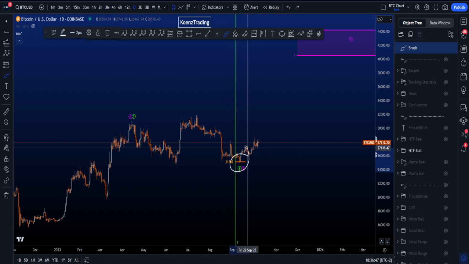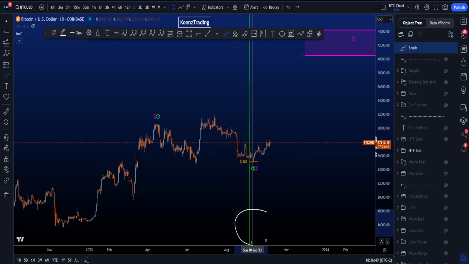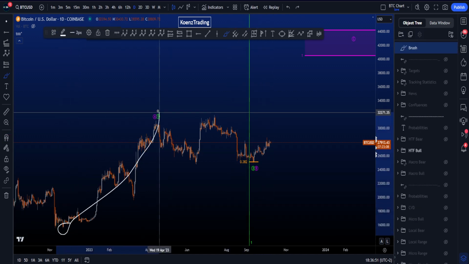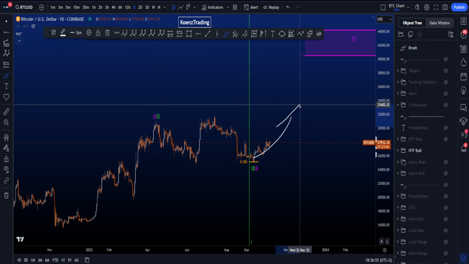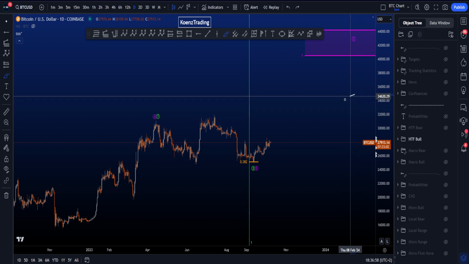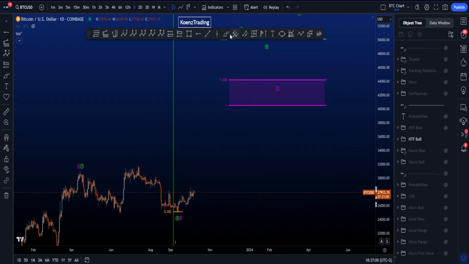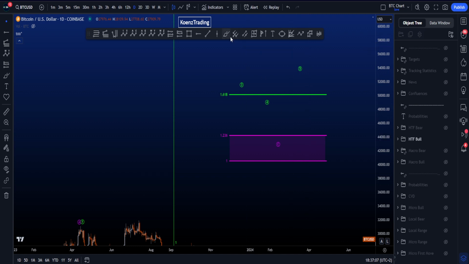Now you can see that the low over here has been made after the 1-to-1 taken from the low to the high of A or 1, which is nice, that's fine. And now you expect an impulsive structure to the upside, where if we're looking for the targets of wave C, then the targets of C are between 40.4K and 44K, which, as you know, is an important area because of the golden pocket on the macro.